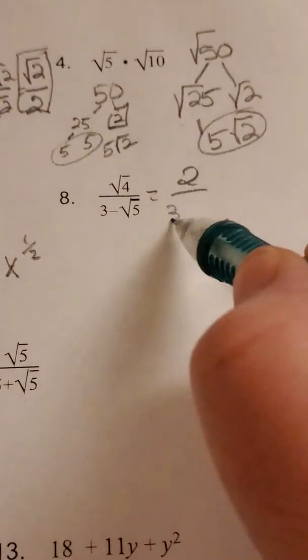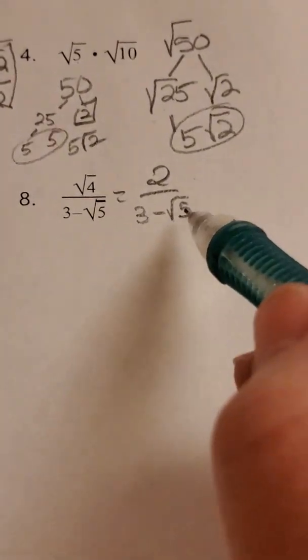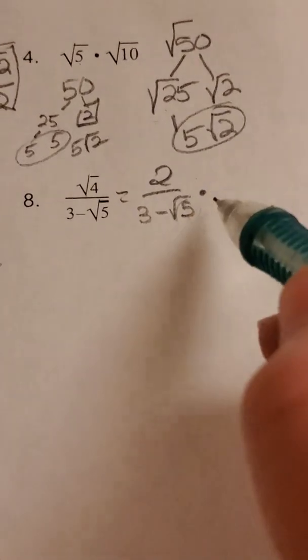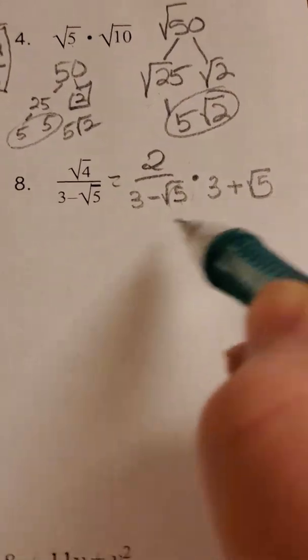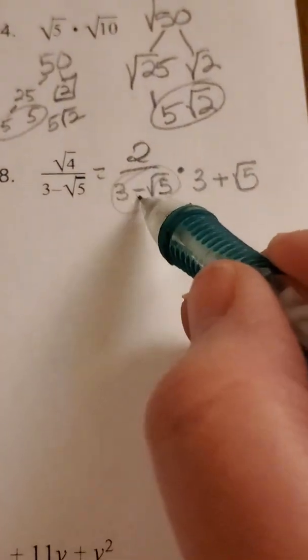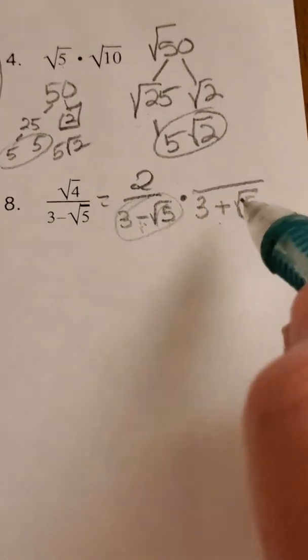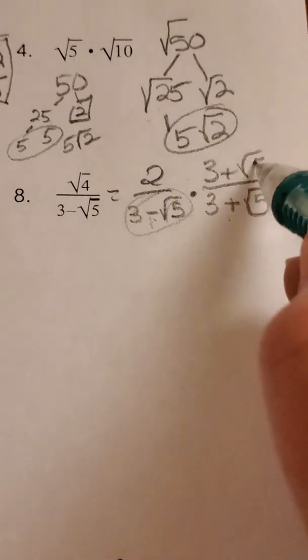And then here we have 3 minus the square root of 5. To rationalize the denominator here, to get the radical out, we're going to multiply by what's called the conjugate, which is that same thing here, except we change that to a positive. And if it was positive, we change it to a negative. But again, if we do it on the bottom, we have to do it to the top. So 3 plus the square root of 5.